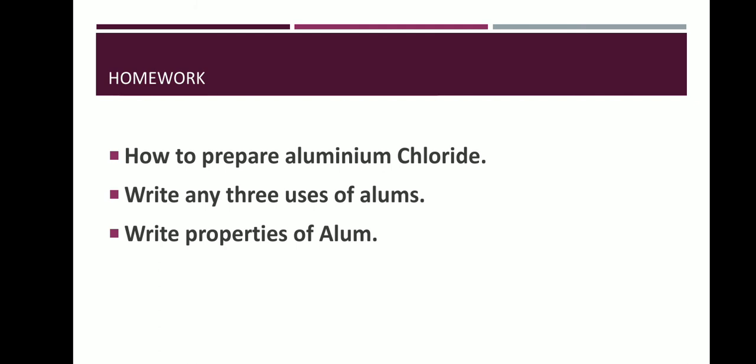Today's homework questions in chemistry, three questions. First, how to prepare aluminum chloride. Write any three uses of alums. And write the properties of alums, very important one, burnt alum. Here I give three questions for you, so you have to think and answer these questions.